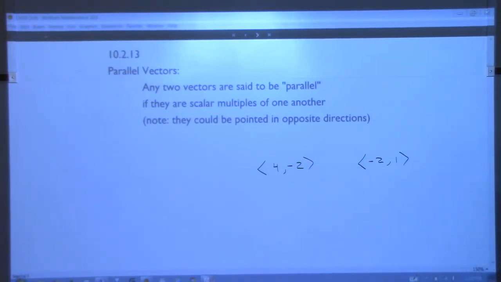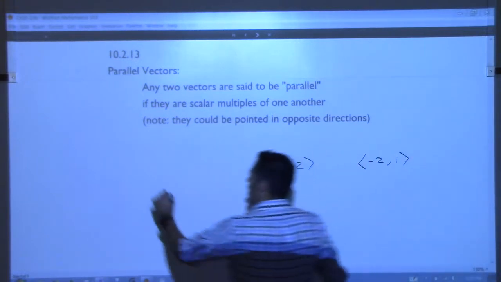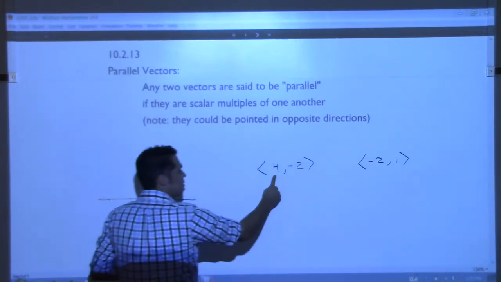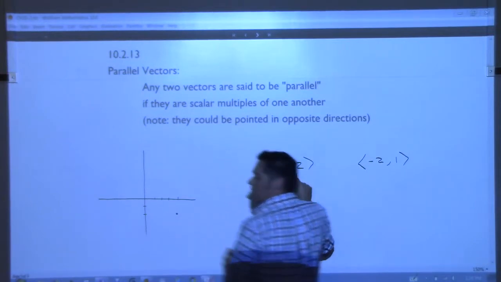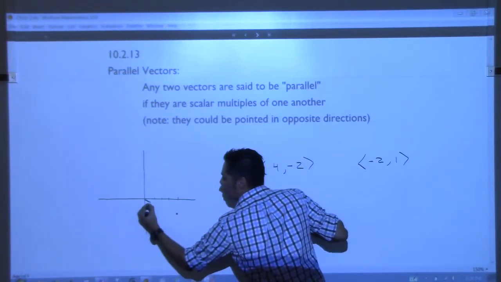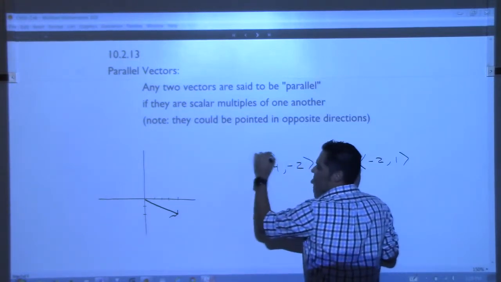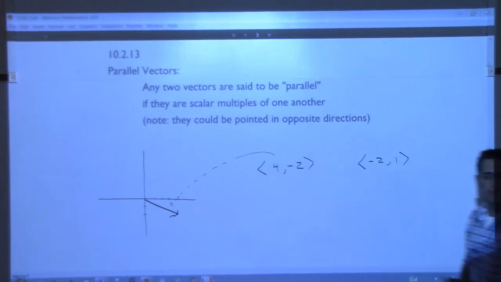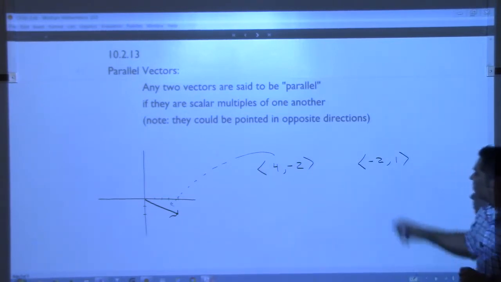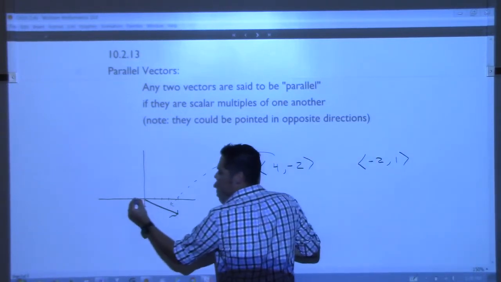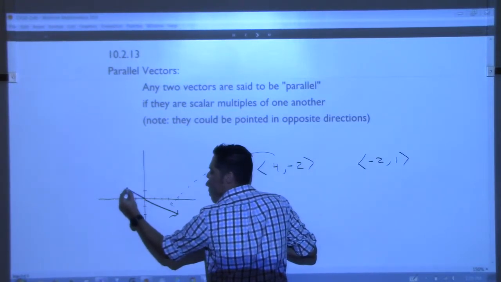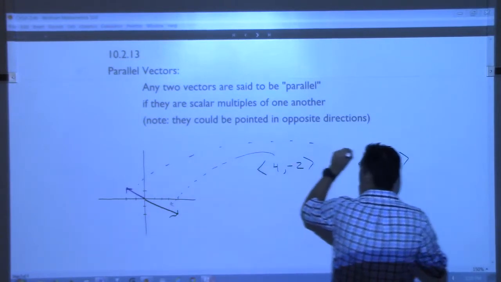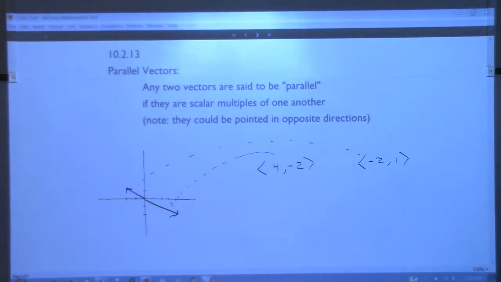Are those 2 vectors parallel? Let's draw it first. The vector 4, negative 2, I could draw by going out 4, going down negative 2. I could draw a point, right? And then I could draw a vector from the origin to that, right? And that would be that one. Agreed? Then this vector, negative 2, 1, would be to the left 2 and up 1. And I draw a vector from the origin to that one. And that would be this vector. Are they parallel? Yeah. Yes.